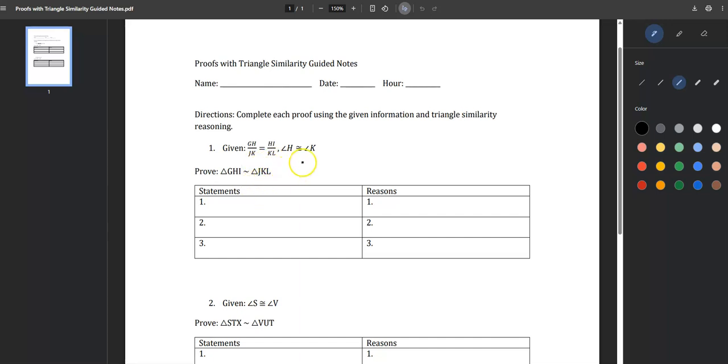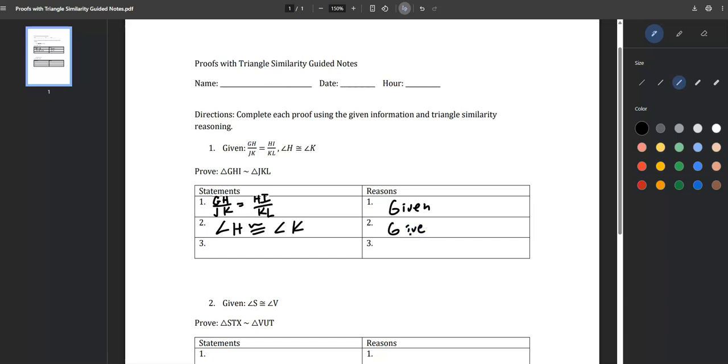So we're trying to prove that these 2 triangles are similar. This is what I've been given. I've been given that GH over JK is equal to the proportion of HI over KL, and that those 2 angles are equal to each other. So my first statements are going to be whatever's given. I'm going to put GH over JK is equal to HI over KL, and my reason is that it's given to me. And then I'm also given one other thing: angle H is congruent to angle K, and that's also given.